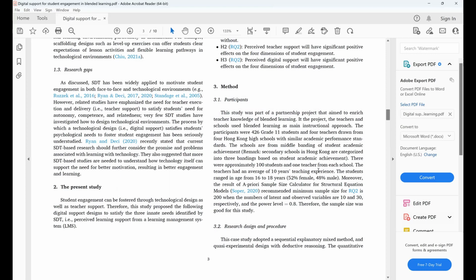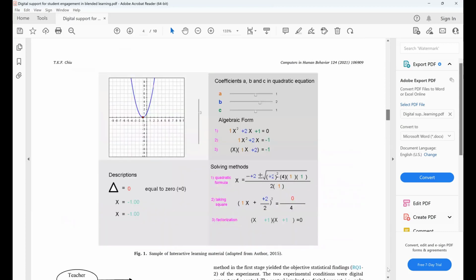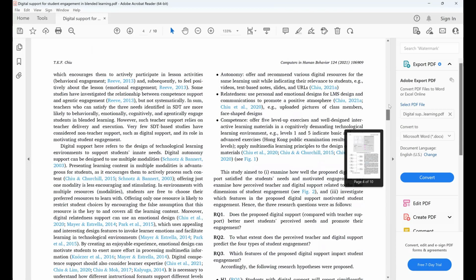In quantitative research, one very important thing is the minimum sample size, and how you sample them. So you have to talk about it. Other than the research design, we also have to talk about the procedure. So you can see that in this paper.